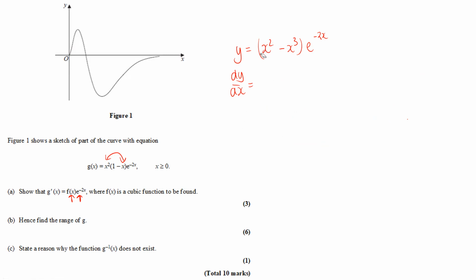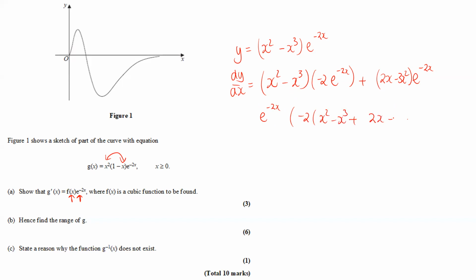Right, let's do it again. We've got this, it's going to be the first, x squared minus x cubed, differential of second, minus 2e to the minus 2x, plus second, e to the minus 2x, differential of first. So that's where our 2x minus 3x squared comes from. So here's where our cubes come from. Sorry, I differentiated them both. So e to the minus 2x comes out, and you're going to get minus 2 into x squared minus x cubed plus 2x minus 3x squared. So that's where you get your cubed from there.